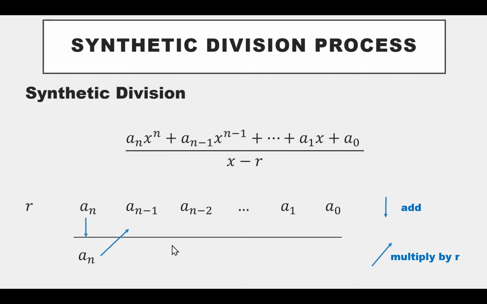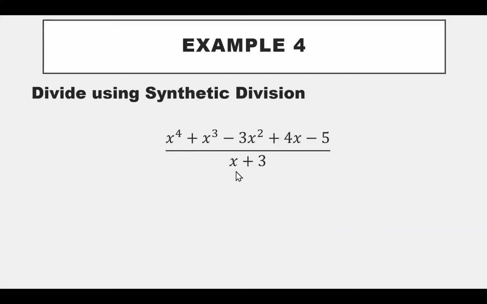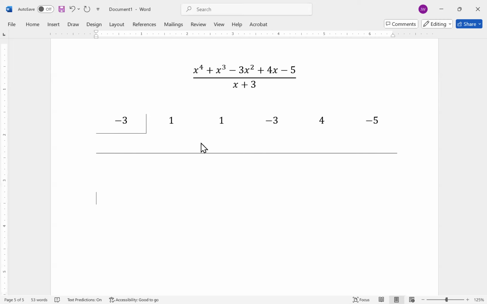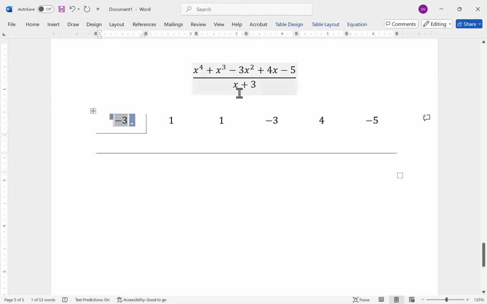Let's go ahead and try that process. Let's try it with this. So the usual setup is this. Now we have to be very careful when our denominator is x plus a number. In the synthetic division process, our denominator is written as x minus r. So the r in that case would be a -3 in this situation. That's x minus -3.